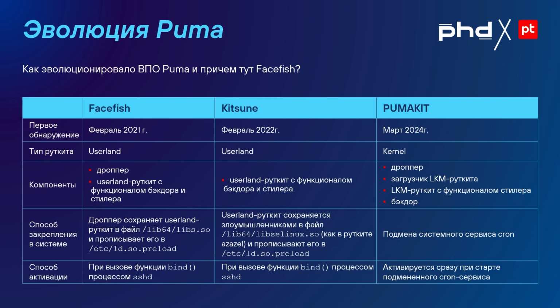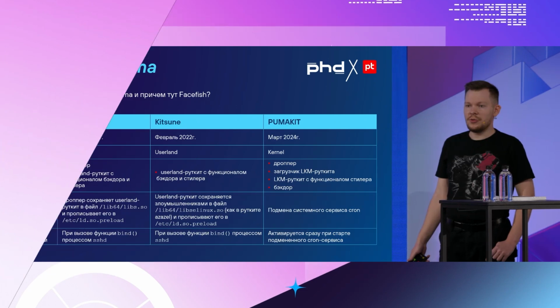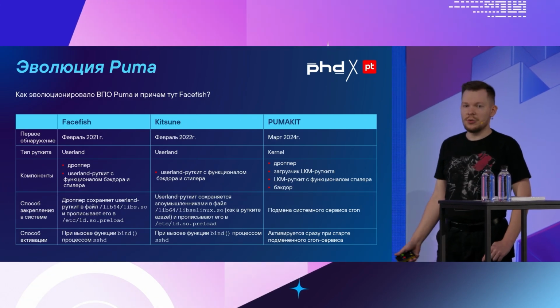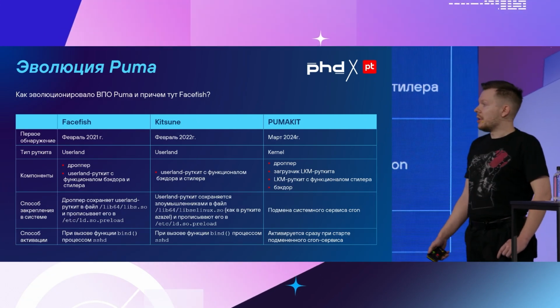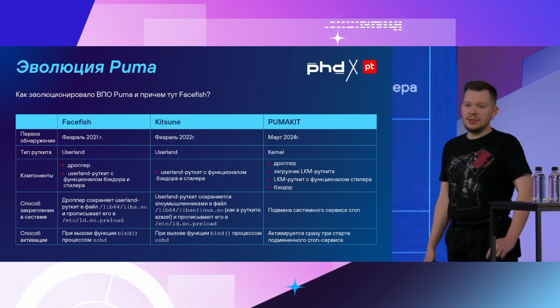Let's have a look at when they appeared and what the similarities are. The first one that was detected is Facefish. It was detected for the first time in February 2024. Then in February 2022, Kitsune was detected. And in March 2024, as I said, PumaKit, or Billy Puma, was detected for the first time. You can see that the first two tools, Facefish and Kitsune, are user-level rootkits, and Puma is a kernel-level rootkit.